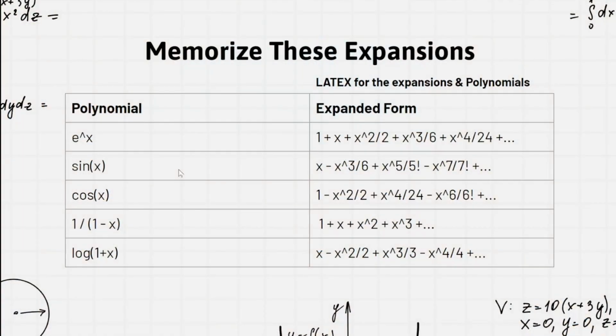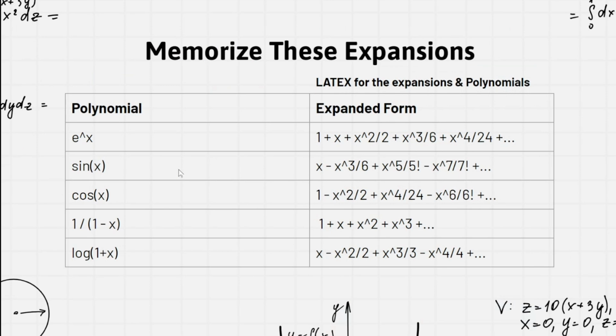Just make sure that e to the x, it's always going to be positive. 1 over 1 minus x, always going to be positive. And then sine x is going to be using the odd exponents. And then cos x is going to be using the even exponents. So the first term of cos x is 1, which is x to the 0, and then x to the 2. And then sine x and cos x alternate, so they start positive, then they go negative, positive, negative.